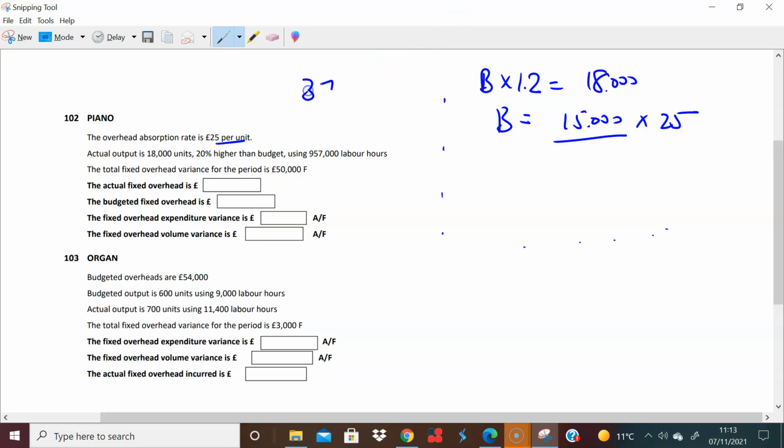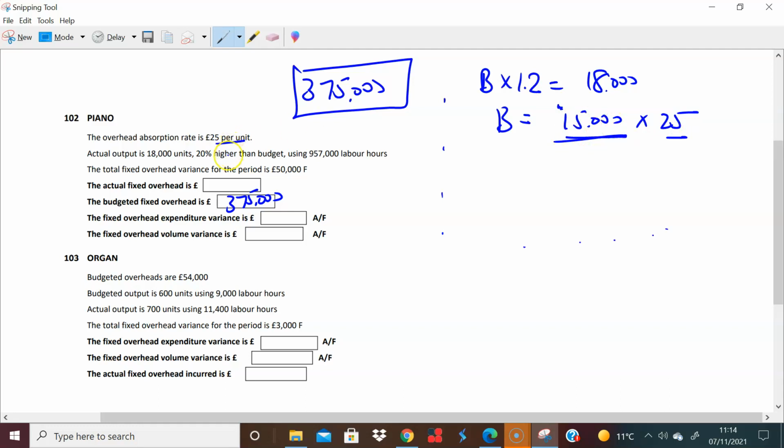I think that's important. These are the things you need to make sure you circle clearly, so you know that your budget was 375,000. That's the first thing to work out: what was the budget fixed overheads, because you had absorbed based on £25 per unit, and budgeted units are 15,000, and therefore that's your situation.